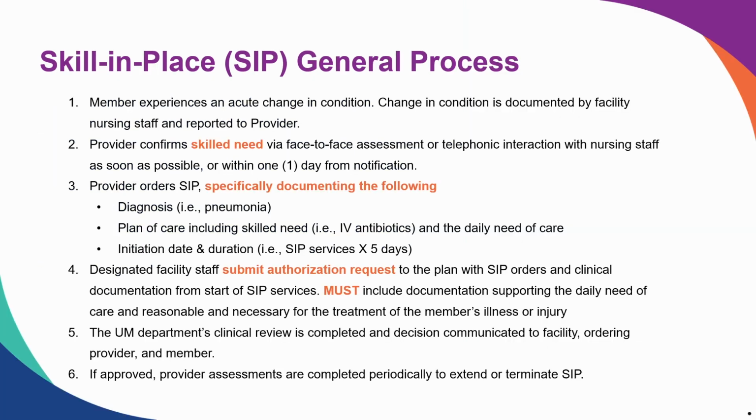Let's talk about the skill-in-place general process. The member will experience an acute change in condition. The change in condition is documented by the facility nursing staff and reported to the provider. The provider will confirm the skilled need via a face-to-face or telephonic assessment. The provider will order the skill-in-place services, specifically documenting diagnosis, plan of care, including the skilled need and daily need of care, and the initiation date and duration.